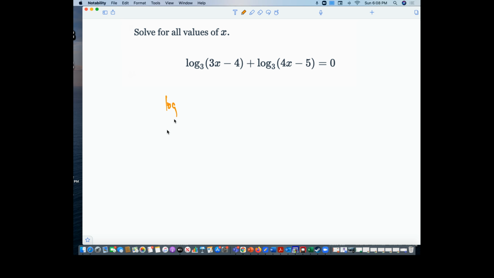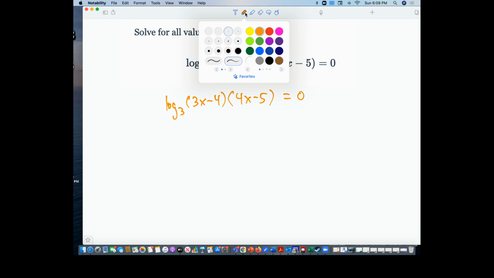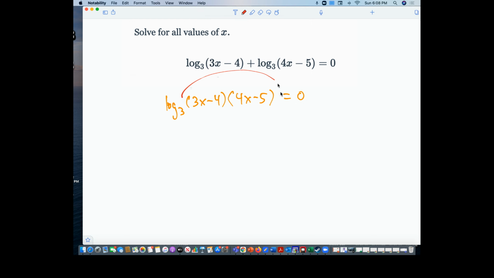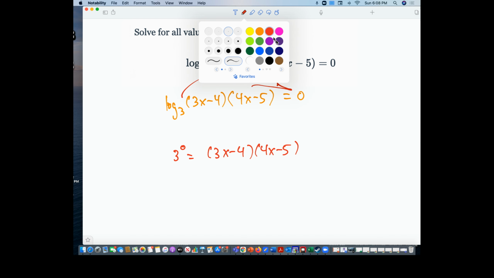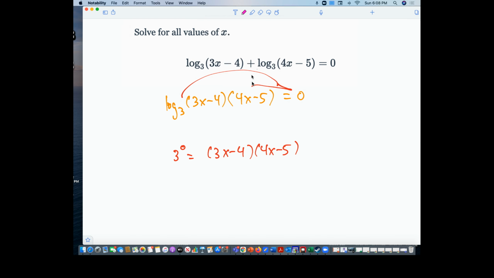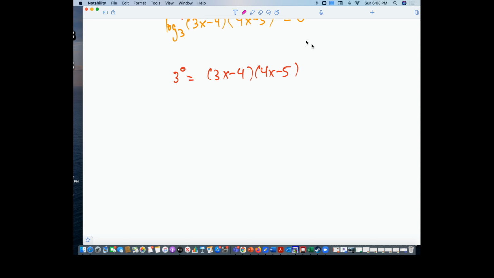So we have log base 3, 3x minus 4 times 4x minus 5 equals 0. Then, as always, we just convert to exponential form. So 3 to the 0 equals quantity 3x minus 4 times 4x minus 5. Now, this is a more complicated case than the previous example in the sense that we're going to have to FOIL in order to see the final solution.